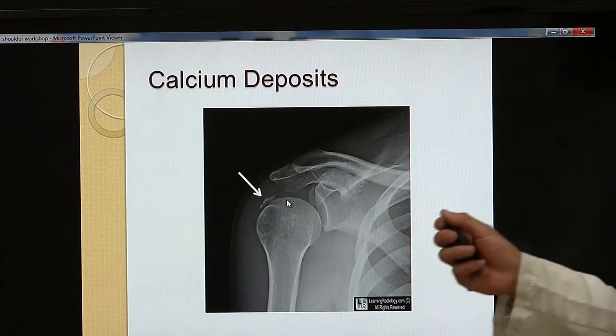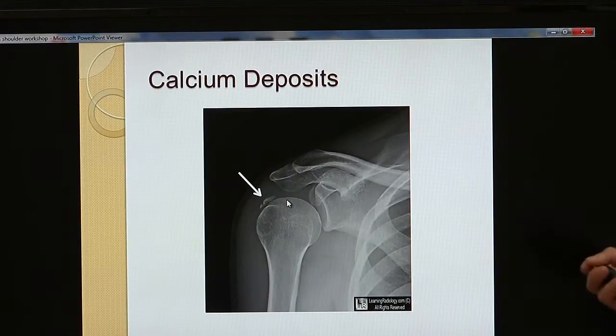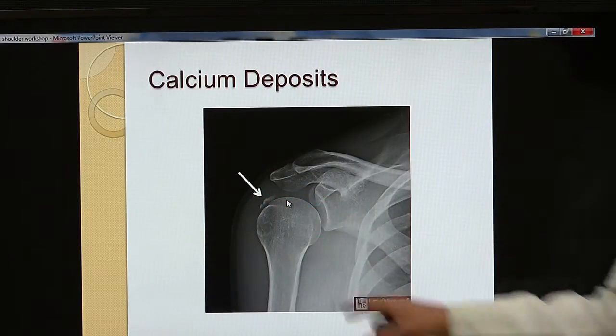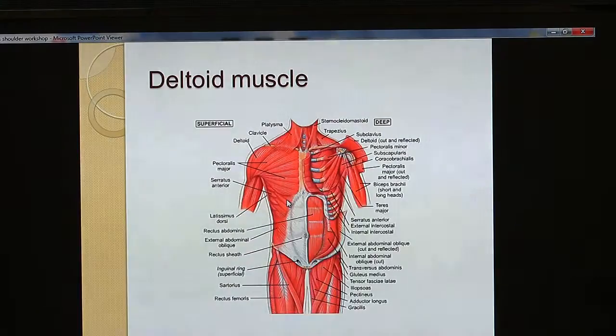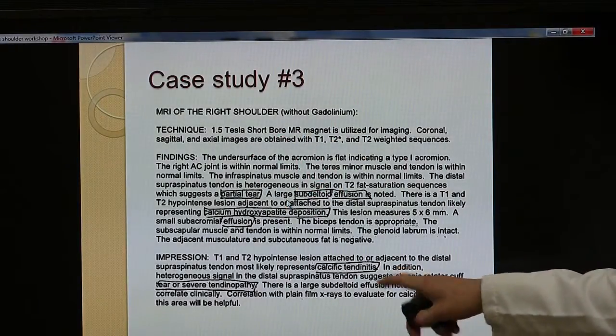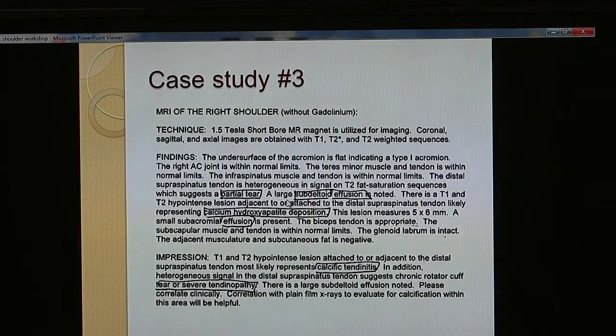Anytime any muscle or any tendon is calcified, it's going to cause more tear, going to cause more tendinitis. Tendinitis means inflammation of the tendon as well. So this is also one of the supraspinatus tendon calcifications. In addition, heterogeneous signal in the distal supraspinatus tendon suggests chronic rotator cuff tear or severe tendinopathy.